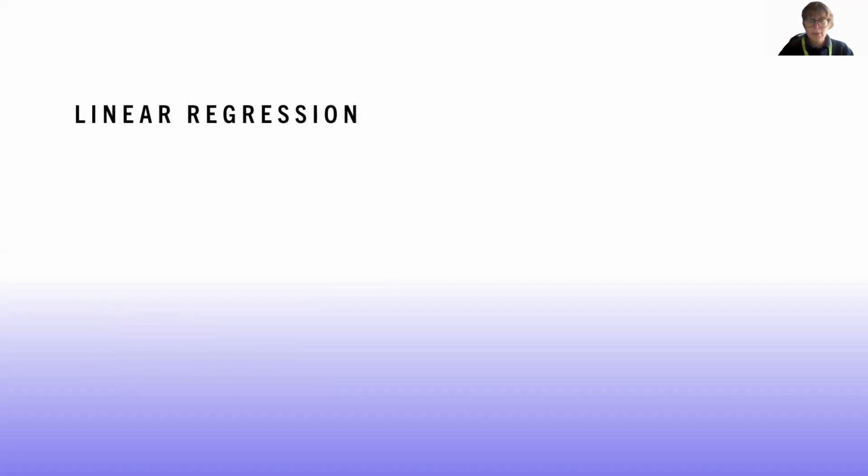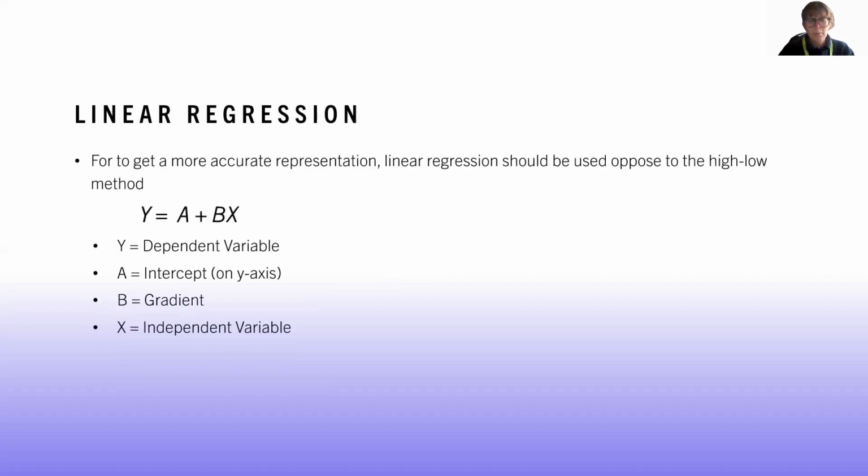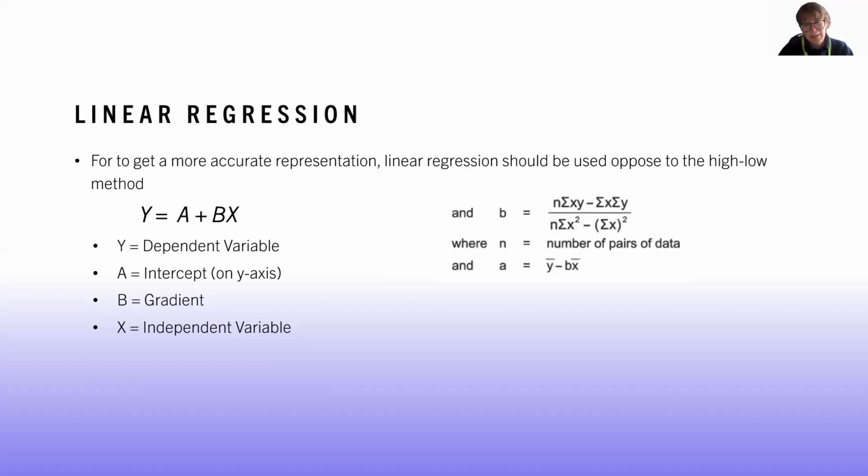Next up is linear regression. So if you want a more accurate representation, then linear regression should be used rather than the high-low method. So again, using this same equation of Y equals A plus BX, Y is going to be your dependent variable, A is going to be your intercept, B your gradient, and X your independent variable. So this can be shown on a graph, essentially.